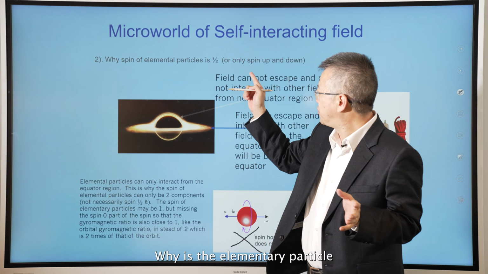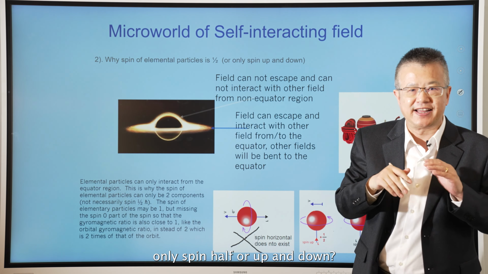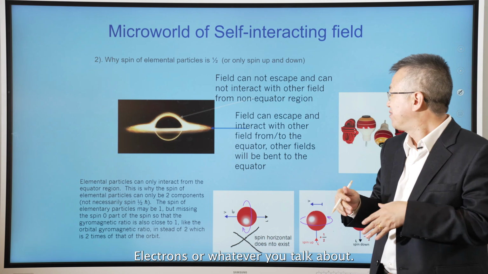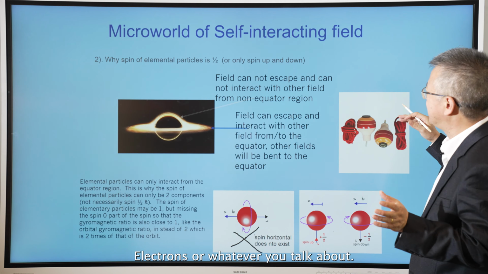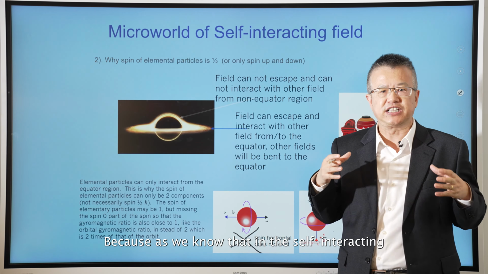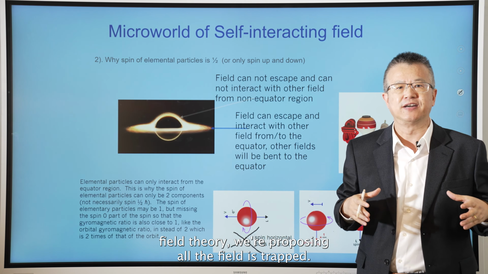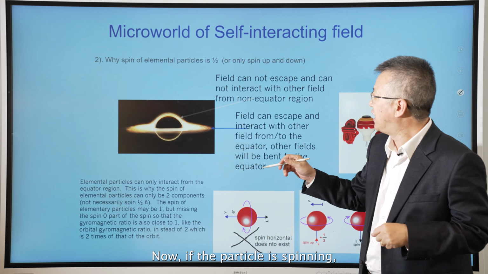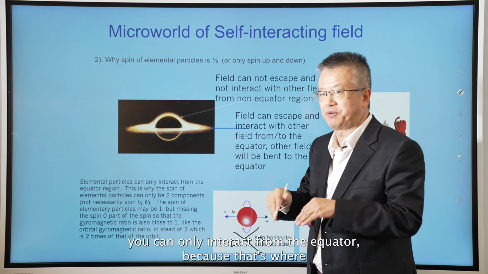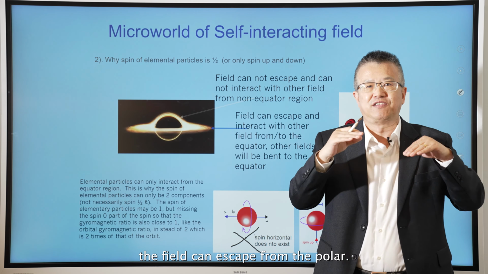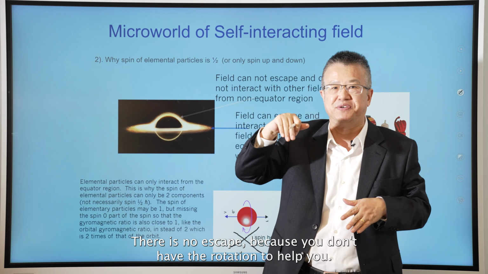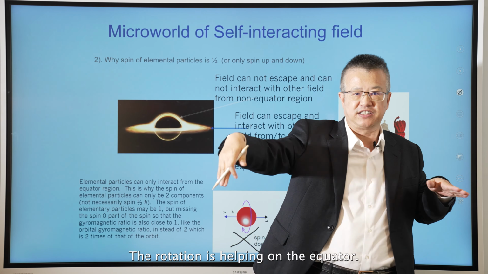Why are elemental particles only spin half, or up and down? All elemental particles spin up and down, electrons, whatever you talk about. Why is that? Because in the self-interacting field theory we're proposing, all the field is trapped. Now if the particle is spinning, you can only interact from the equator because that's where the field can escape. From the poles, there is no escape because you don't have the rotation to help you. The rotation is helping on the equator.